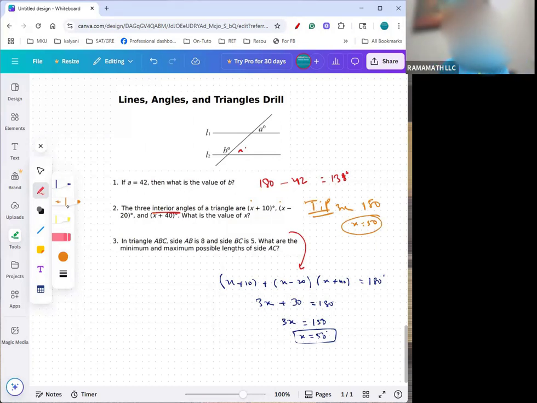Next one. Triangle ABC. AB is given as 8. BC, I'm going to draw a little bit. AB, I'm going to put some sides. It is not drawn to scale. BC is 5. What's the maximum and the minimum possible? Let's see, who answered this one? Okay. Let's see, a couple of you guys did. Still working on it. Okay.